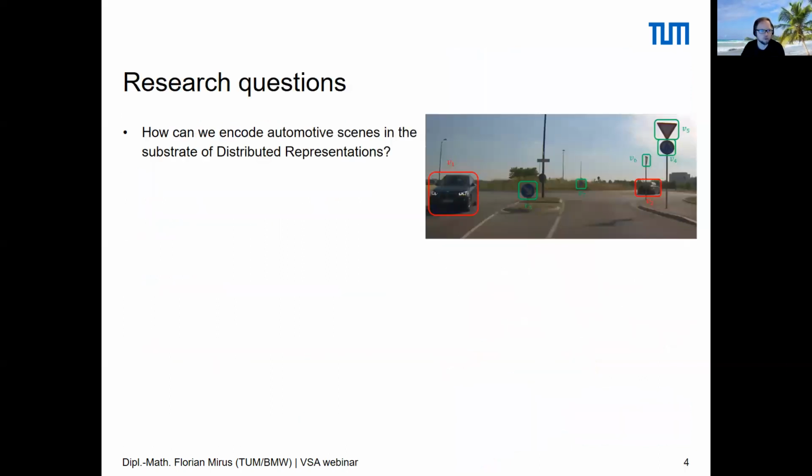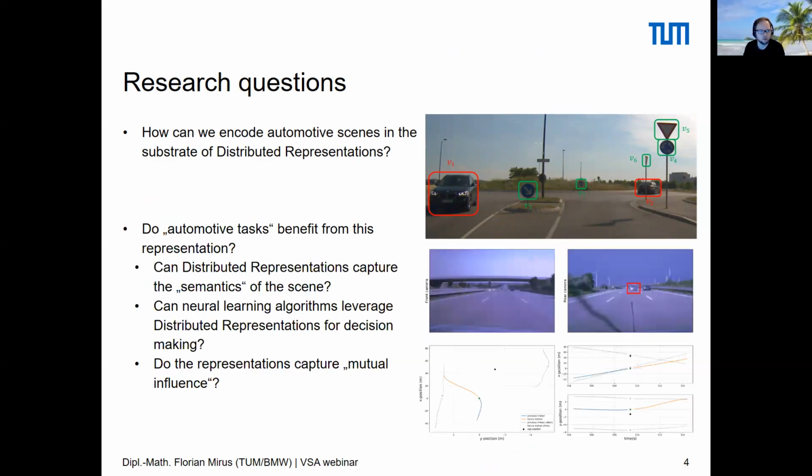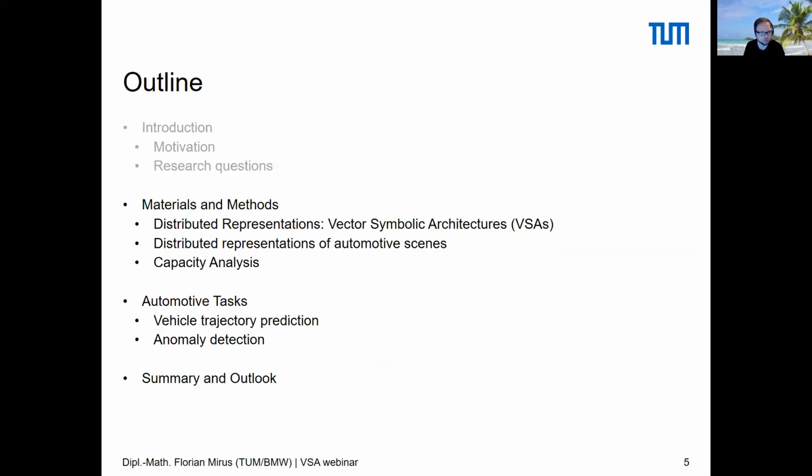The research questions that I was focusing on are: how could we encode automotive scenes in the substrate of distributed representations? Furthermore, do automotive tasks benefit from this kind of representation? Are these representations able to capture the semantics of the scene? Can neural learning algorithms leverage those representations for decision making? And finally, looking at one of the tasks that I was focusing on, namely vehicle trajectory prediction, are the representations able to capture the mutual influence between traffic participants?